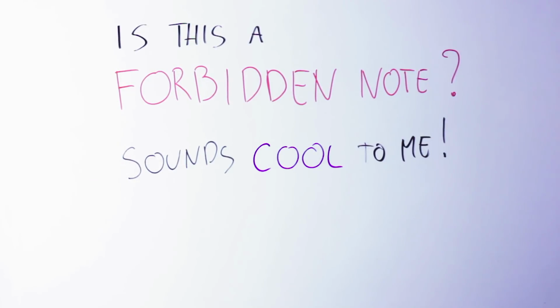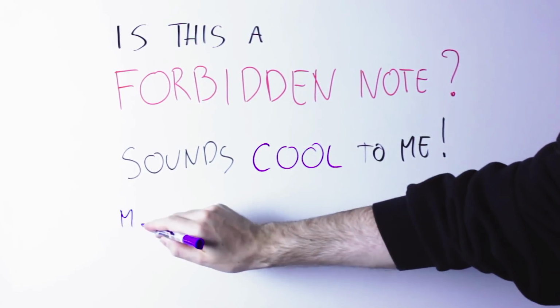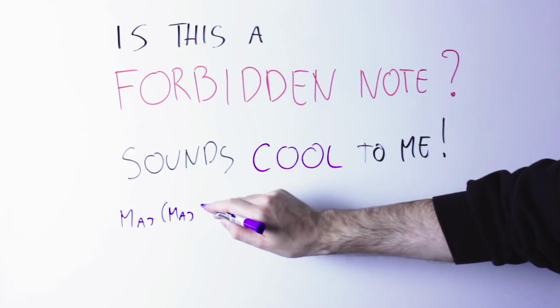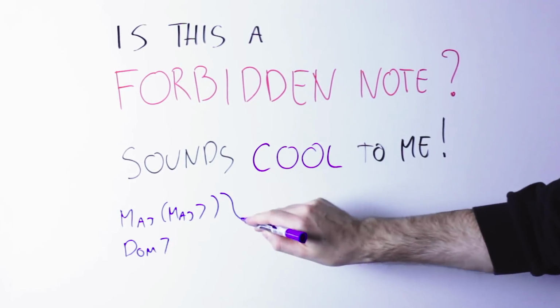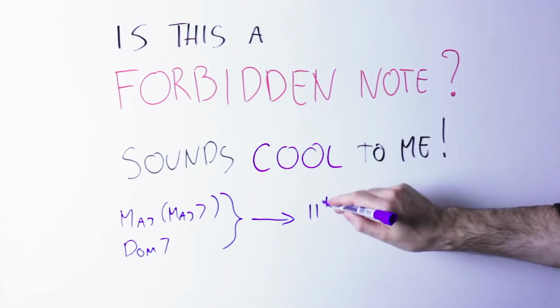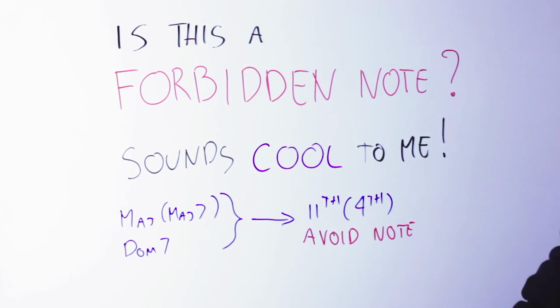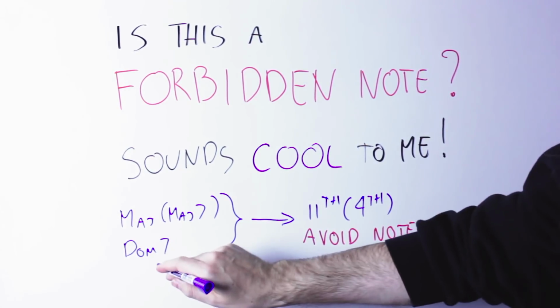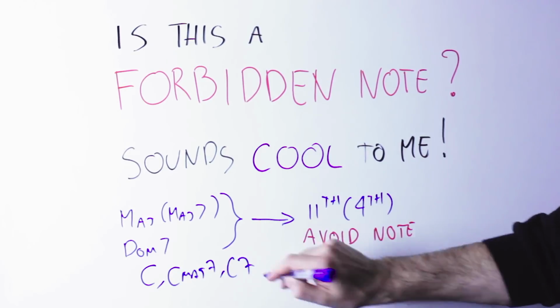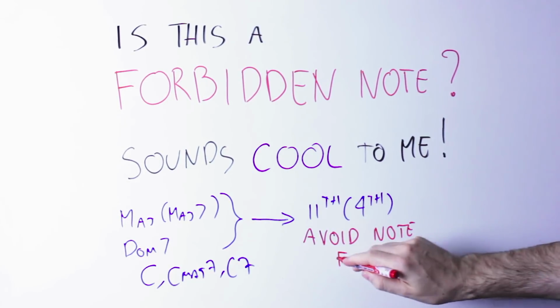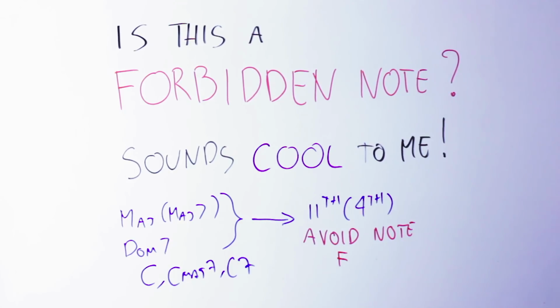If you read a book on jazz harmony, they will tell you that if you play a major or a dominant 7th chord, then the 11th or the 4th over that chord is an avoid note, and that you should not play it either in the harmony or the melody. Just to clarify, if you play a C major chord, the 11th is the F note. Same for the C7th dominant, or for a major 7th chord.